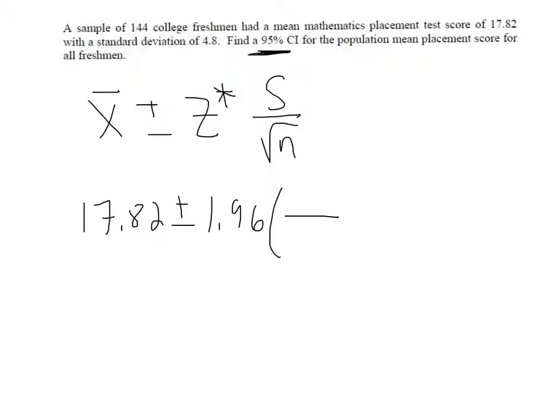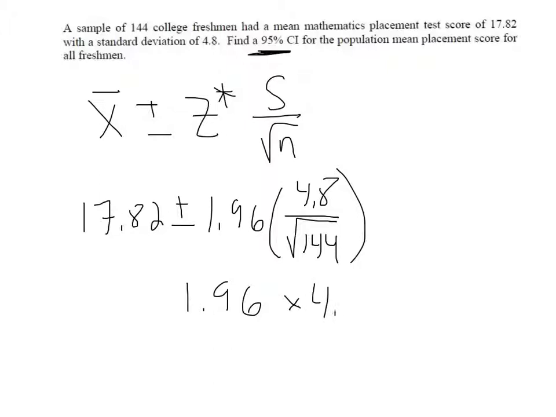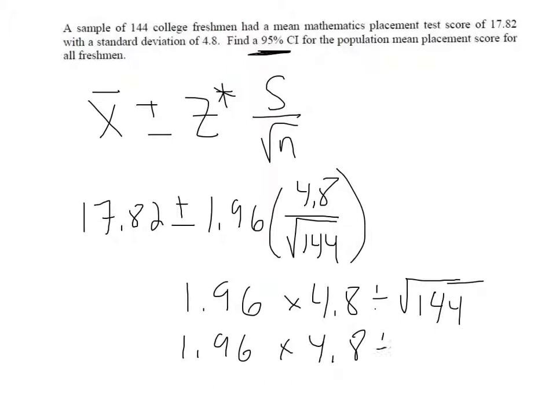And let's see, what's the standard deviation? 4.8 over the square root of 144. Isn't that nice? They picked a nice square sample number, huh? So then we just calculate this. We're going to worry about the margin of error. On a calculator, I would just type in 1.96 times 4.8 divided by the square root of 144, which is 12, of course. So you don't have to write down all the symbols. So 1.96 times 4.8 divided by 12. So we go calculate that.